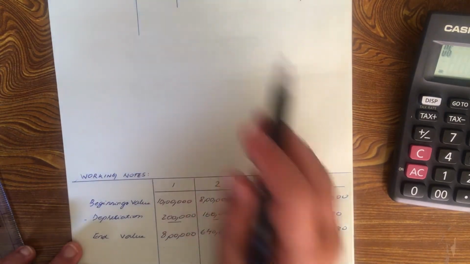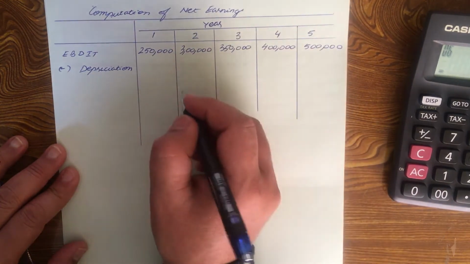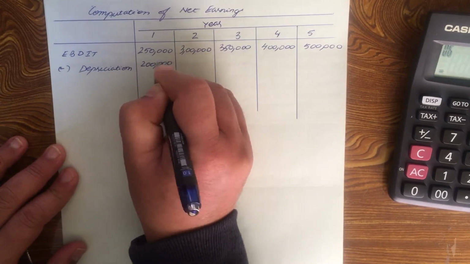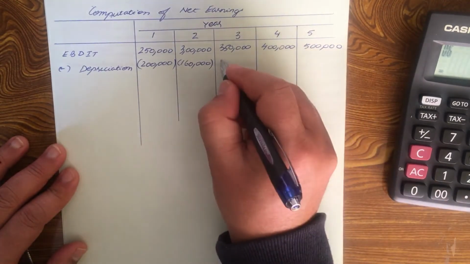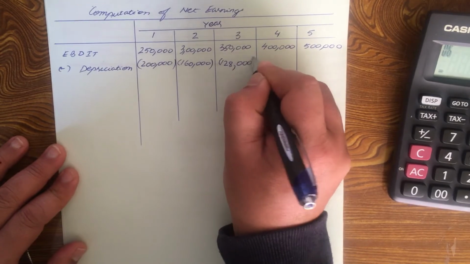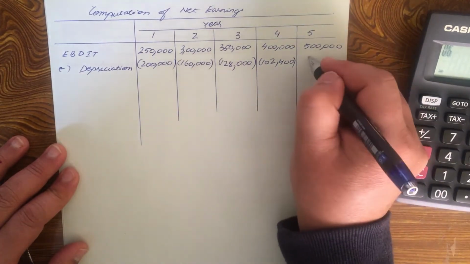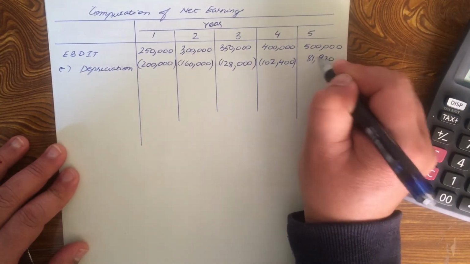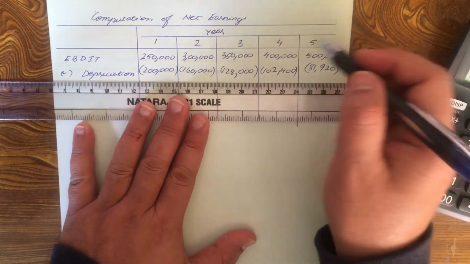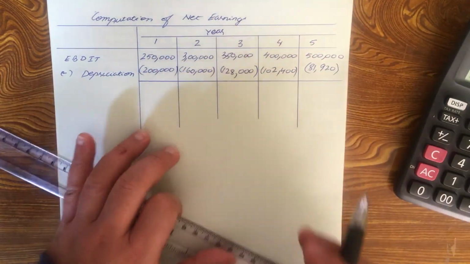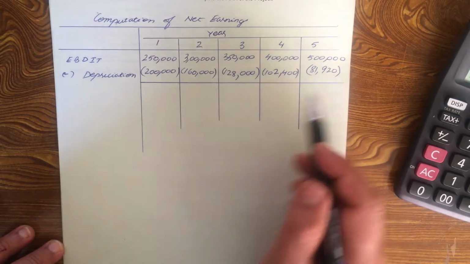So take each one and deduct from the EBDIT. For the first year, we deduct 2 lakhs. Second year, 1 lakh 60,000. Third year, 1,28,000. Fourth year, 1,02,400. And fifth year is 81,920. If you notice, unlike straight line method, the depreciation under written down value method is different each year.